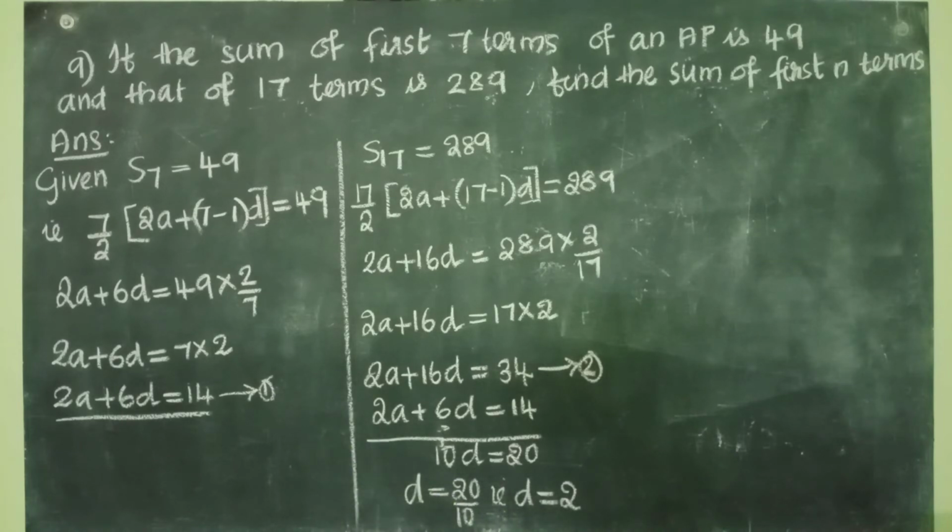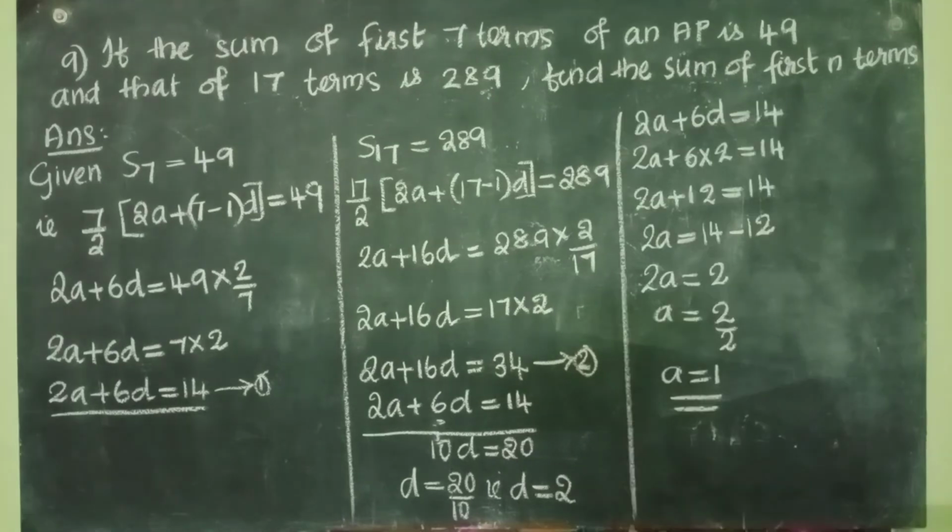Now we can find out the value of A. We can give the value of D in this equation. So the equation is 2a plus 6d equal to 14. There we can give D equal to 2. We get 2a plus 6 into 2 equal to 14. That is 2a plus 12 equal to 14. 2a equal to 14 minus 12. 2a equal to 2. A equal to 2 by 2. That is A equal to 1 and D equal to 2.